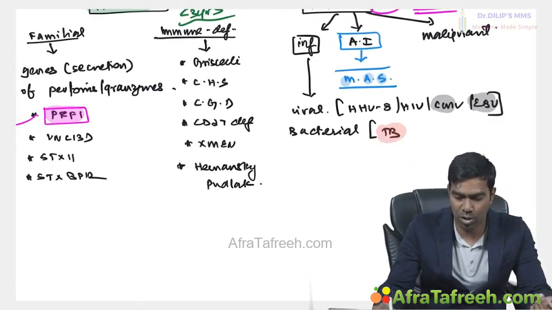Among bacterial infections, the most important will be TB. I will not say the most common because we don't have sufficient data to tell which is more common. But TB is the most important because I myself have seen like 7 to 10 cases of TB-related HLH, which is absolute gold.